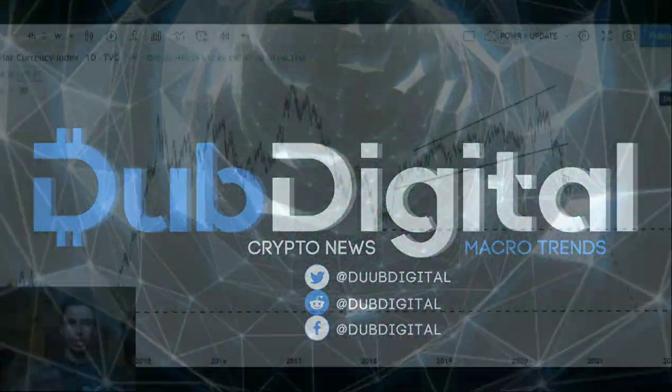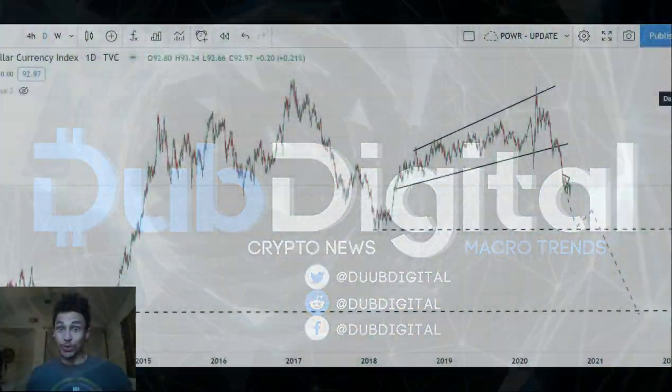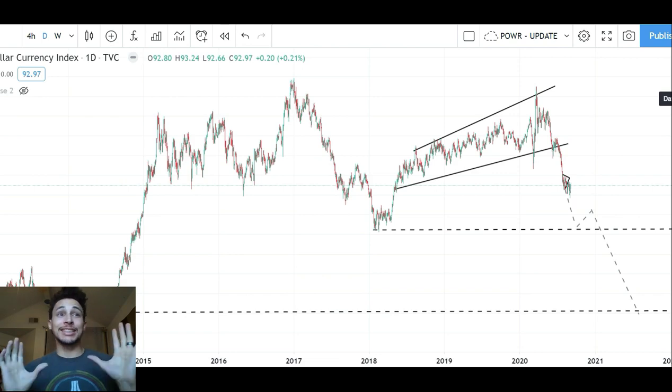Guys, I'm going to try to run through this non-crypto stuff really quick so you don't leave the channel. Let's get to it. So check this out, guys. This is DXY on TradingView. DXY is an index that tracks the strength of the dollar compared to other fiat currencies like the euro, the yen, whatever, right? So when DXY falls in price, that means either the dollar's weakening or other currencies are strengthening.